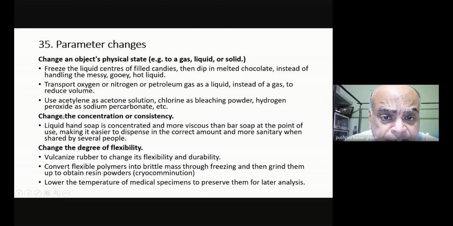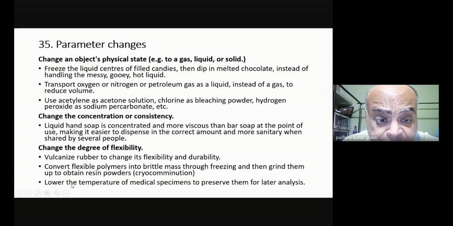The other kind of parameter change is that I can change the concentration or consistency for a particular effect, and I can also change the degree of flexibility of a product. A very good example of this would be polyethylene, say your milk pouch. Now suppose I tell you I want to make a powder out of it. It's very difficult to crush a pliable, flexible material and make a powder. But what you can do is go below the glass transition temperature so that it becomes a hard solid, and now I can grind it up and make a powder out of it. That is known as cryocomminution. What did I do? I changed the flexibility of the product before grinding.